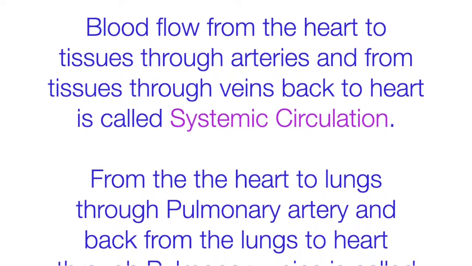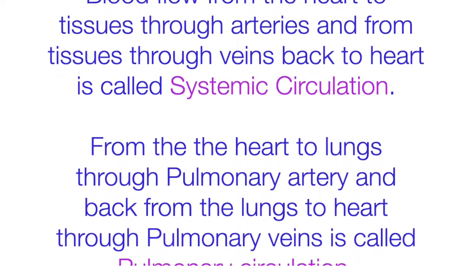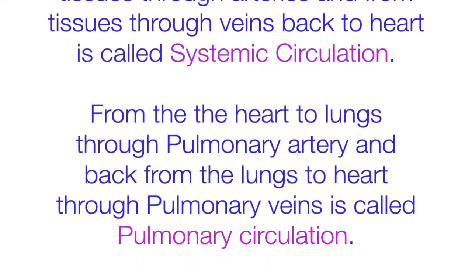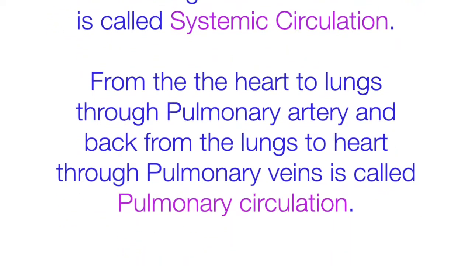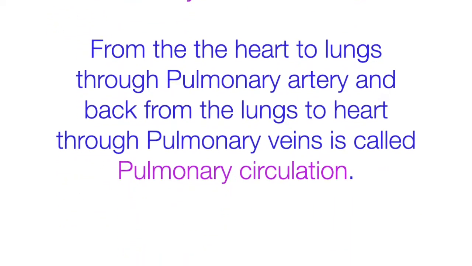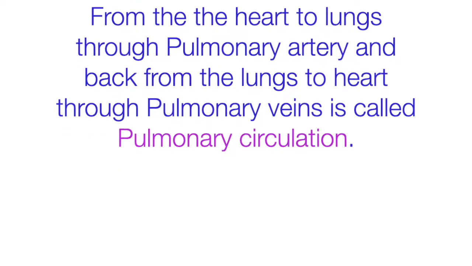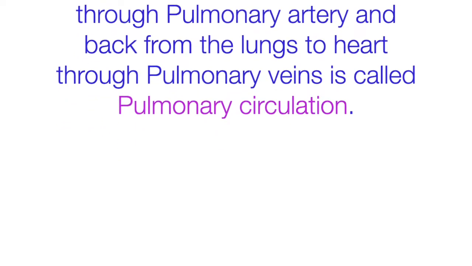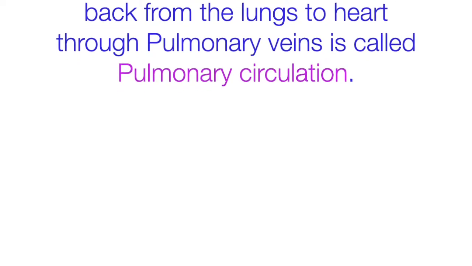Systemic circulation: from the heart to tissues through arteries, and from tissues through veins back to the heart, is called systemic circulation. From the heart to the lungs through the pulmonary artery, and back from the lungs to the heart through the pulmonary veins, is called pulmonary circulation.